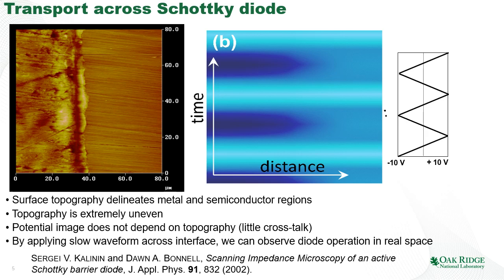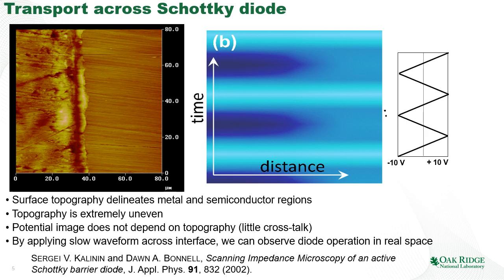Let's characterize the dependence of the potential drop across the interface as a function of the applied lateral potential. So this is the surface topography of my region. This is silicon. You can see that it's rather rough and kind of hand polished. This is our connector material, and the metal semiconductor interface is roughly here. Now imagine that I apply the potential across the device that goes as a triangular wave from minus 10 volts to plus 10 volts to minus 10 volts and so on.